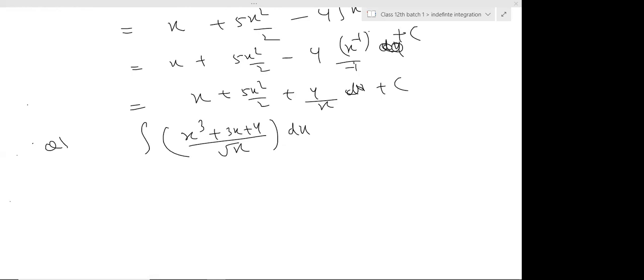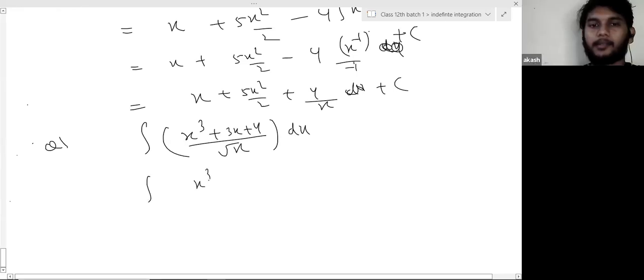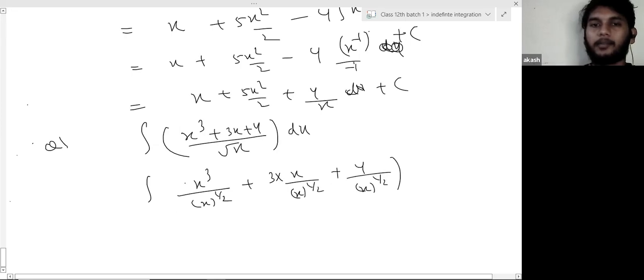Everyone solve this? Yes, sir. Right, let's see. Again, we can divide this. This is x cube upon x to the power half plus 3 into x upon x to the power half plus 4 upon x to the power half, and dx.